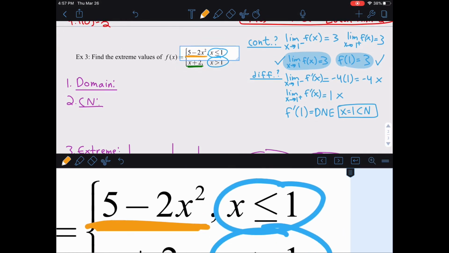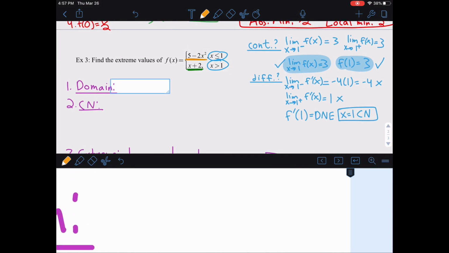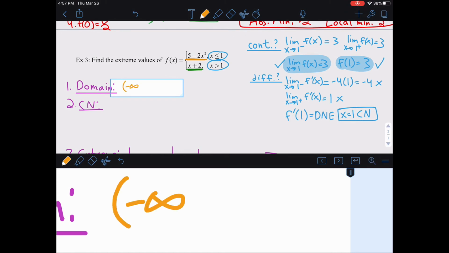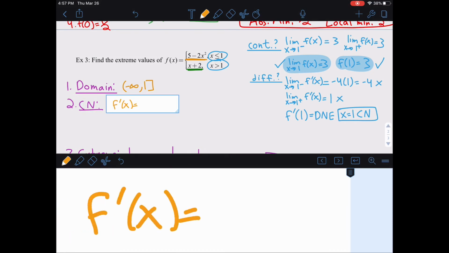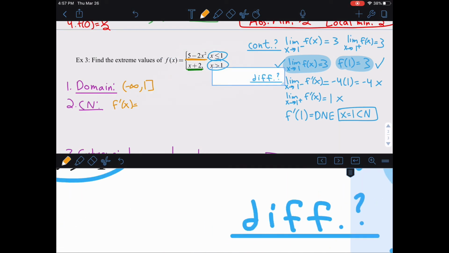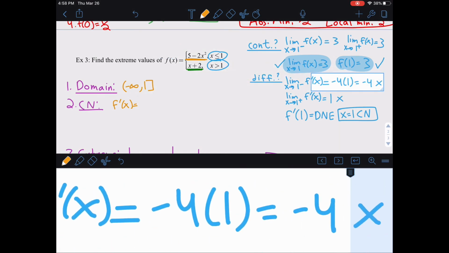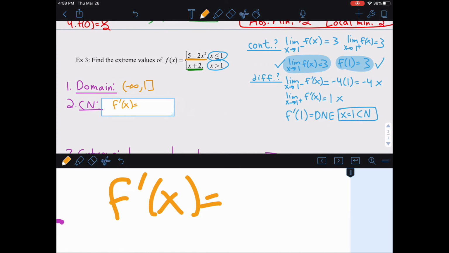5 minus 2x squared. So that piece I'm going to do in orange. Its domain is where x is less than or equal to 1. And so that's going to be parentheses, negative infinity to 1 bracket. Critical numbers, first need to establish what is its derivative. Well, we already did that, 5 minus 2x squared. We did its derivative over here. So we know its derivative is negative 4x.